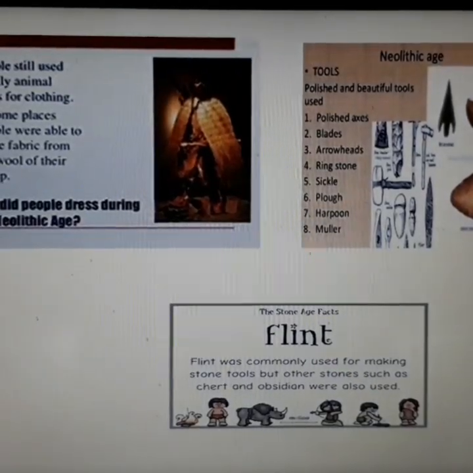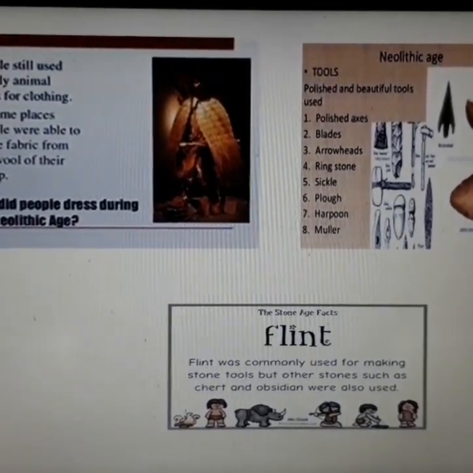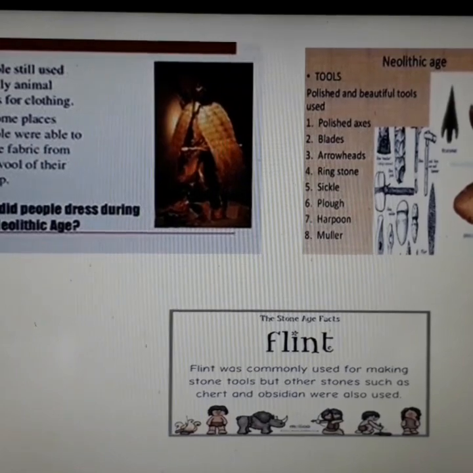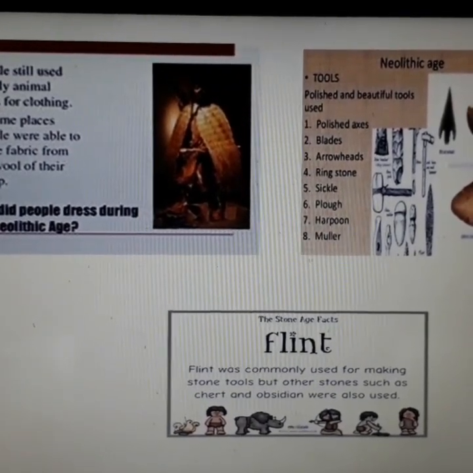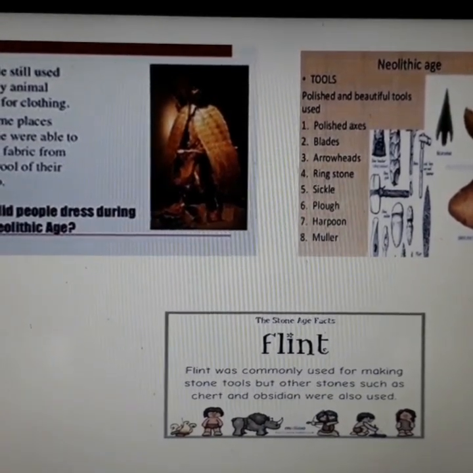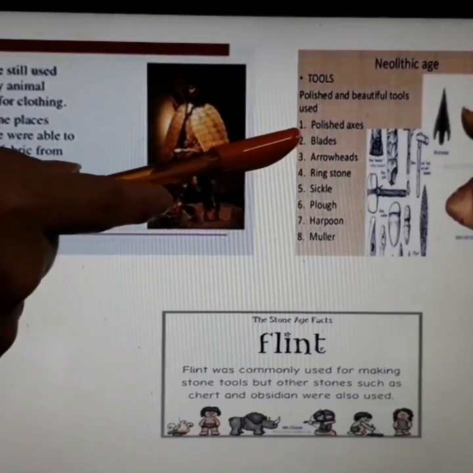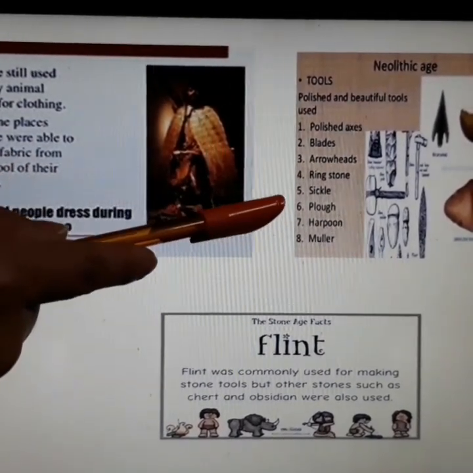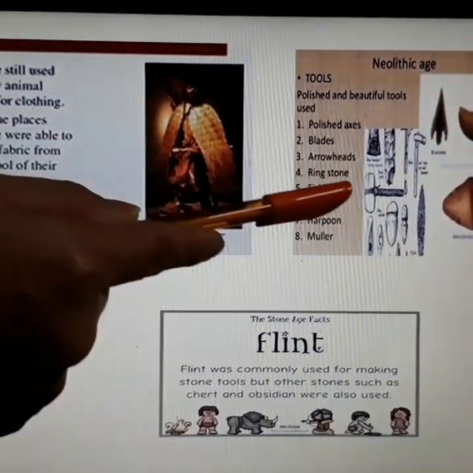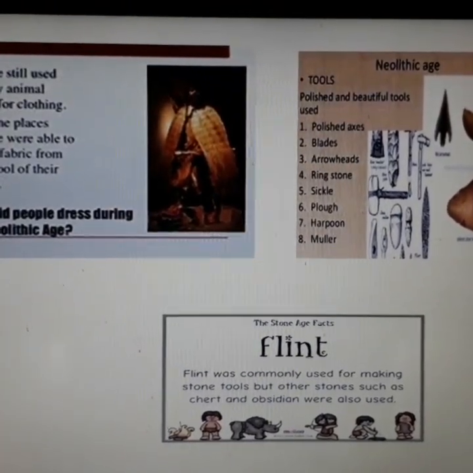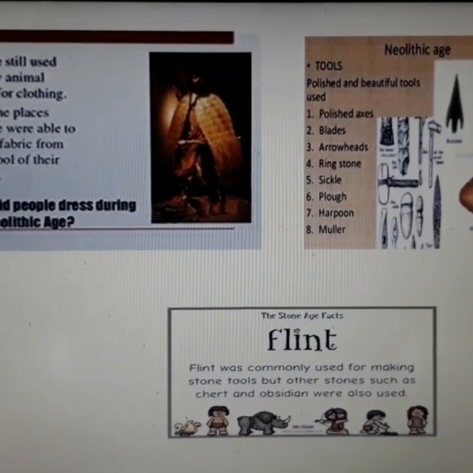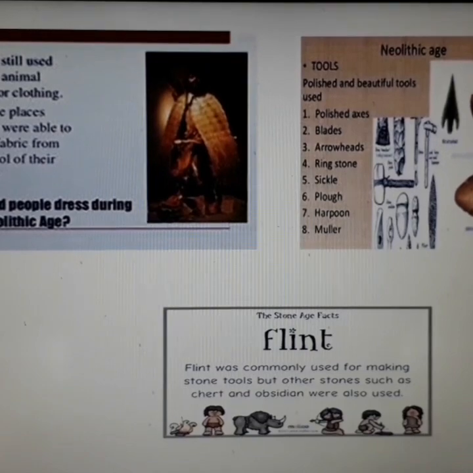Now see the tools and clothing in this age. People still used skins for clothing, but in some places they started making fabric from the wool of their sheep, because of the domestication of animals. Now what were the tools used? They were more polished axes, blades, arrowheads, ringstone, sickle, plow, harpoon, muffler. These are much sharper and polished in this age. Flint stone also started being used to make tools. So these are the advancements brought from the Paleolithic age to the Neolithic age.